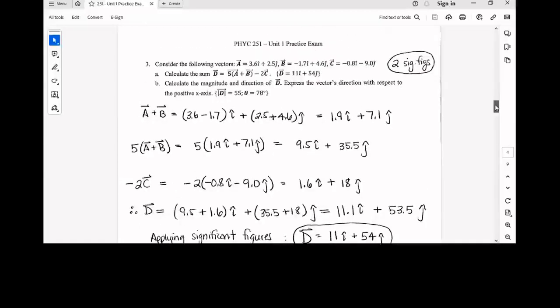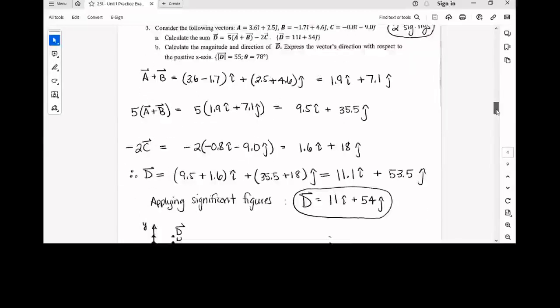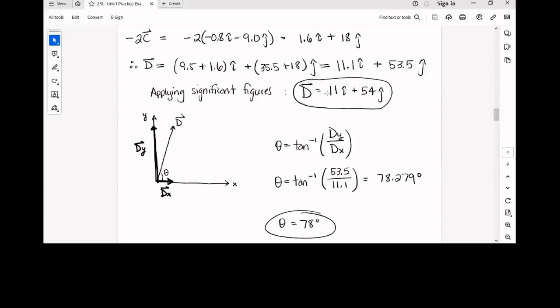So the magnitude and direction of vector D can be determined just by determining what the component vectors would look like for vector D. So positive 11, that means that 11 units along the positive x-axis would comprise my component vector dx. dy would be 54 units along the positive y-axis, so vector dy. And using the abbreviated parallelogram method here, vector D would look like this.